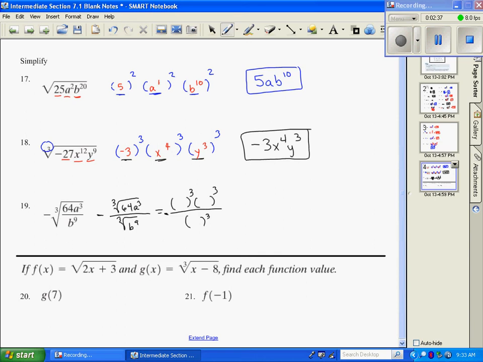Alright, now let's figure this out. What cubed gives me 64? Well, 4 times 4 times 4 is 64, so I'll put a 4 there. What cubed gives me a to the 3rd? Well, a to the 1st because 1 times 3 is 3. And then on the bottom, b to the 3 times 3 is 9. So we just want to bring that over. I keep my negative sign, which is out front, and then I'm going to use 4 a to the 1st, which is just a over b to the 3rd.